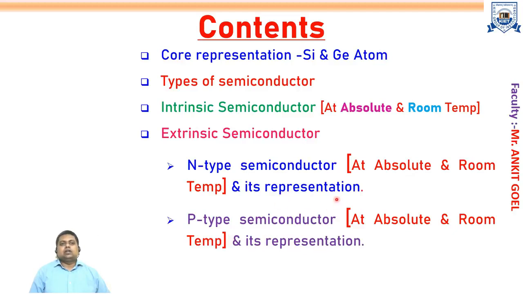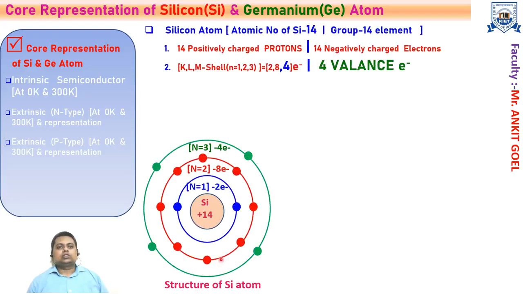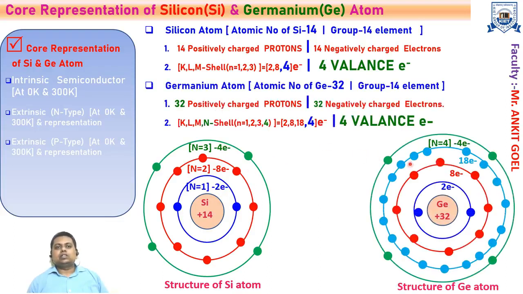So let's start with the core representation of the silicon atom. Silicon and germanium are two semiconductor materials which are widely used for making electronic devices. Let's understand the core representation for both atoms. This is the structure of the silicon atom. We have 14 protons counterbalanced by 14 electrons in three different shells. Similarly, this is the structure of the germanium atom, in which 32 protons are counterbalanced by electrons in four shells. What is common between these two structures is that both have 4 electrons in the outermost shell, or the valence shell.